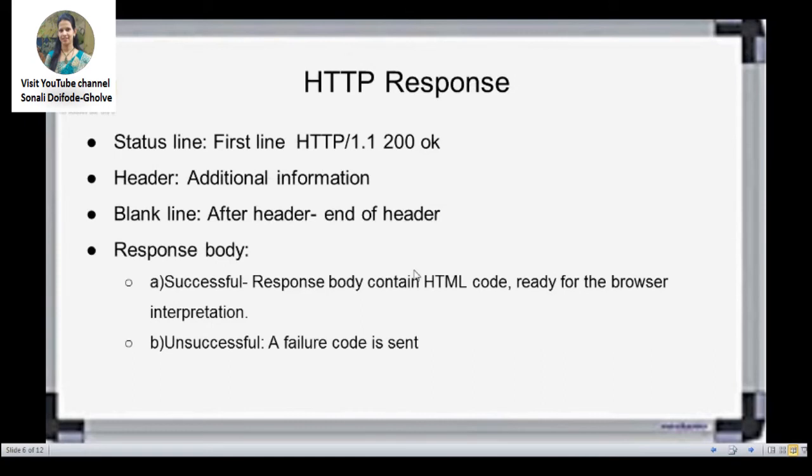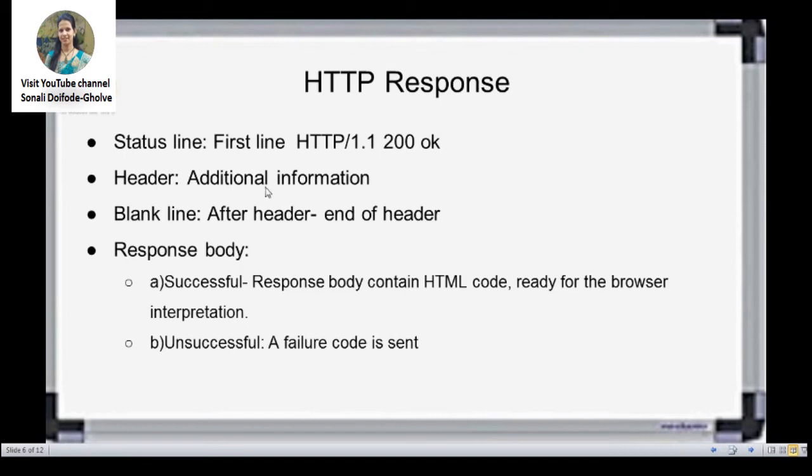The next part is our HTTP response. In an HTTP response, the first line is the status line. Status line means what? Here, HTTP/1.1 200. This 200 is your status code. There are different codes for the status. 200 is the code meaning that the request was successful, and hence the description is OK.